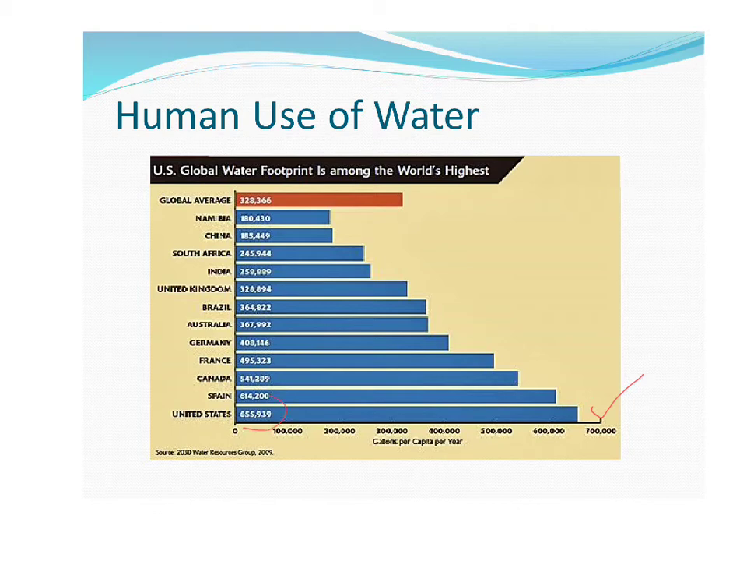When we look right here, this is gallons per capita per year. So take a look at that number. 655,939 gallons of water per person. That's what per capita means. Capita means head. That means per person. Per capita per year. That's a dang lot of water. All right, so again, here's our global average up here at the top, right? So we are well above the global average.